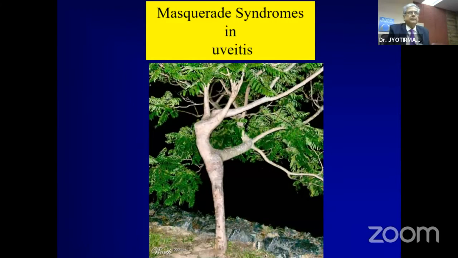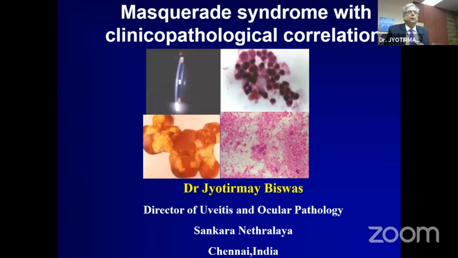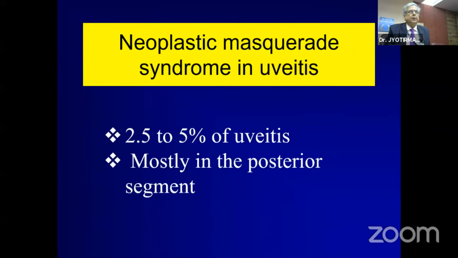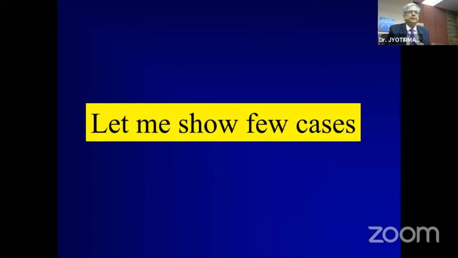So I'll be talking on Masquerade Syndrome in uveitis, the tumors appearing as uveitis. I'll be talking about clinico-pathological correlation of Masquerade Syndrome. Masquerade Syndrome can be neoplastic and non-neoplastic. I'll be talking about neoplastic Masquerade Syndrome in uveitis that comprises 2.5 to 5% of the uveitis, mostly in the posterior segment. I'll go straight to a few cases.